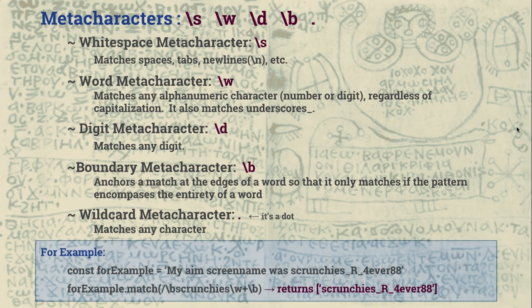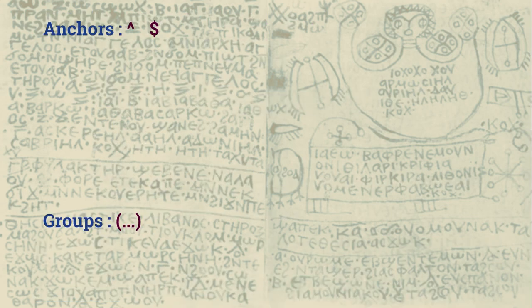So, for example, the string "my aim screen name was scrunchies are forever 88" will match with this pattern, which tells the engine to grab an entire word that starts with scrunchies and then has any alphanumeric character or underscore in it. So it grabs scrunchies are forever 88. Fun fact, that is actually not my aim screen name.